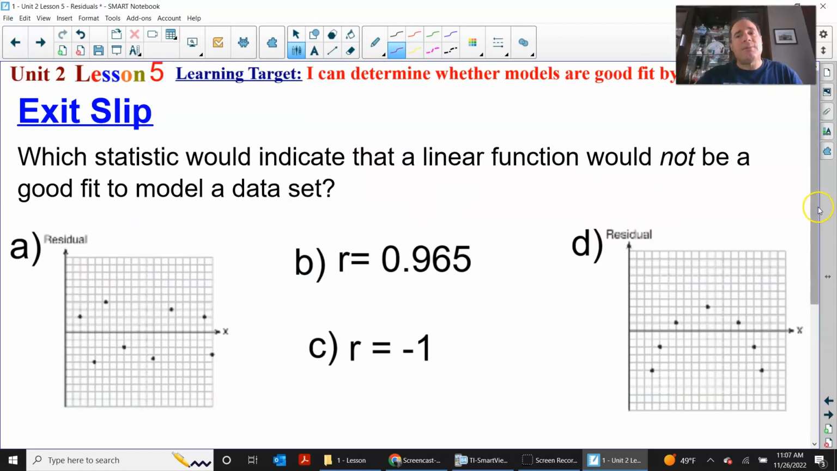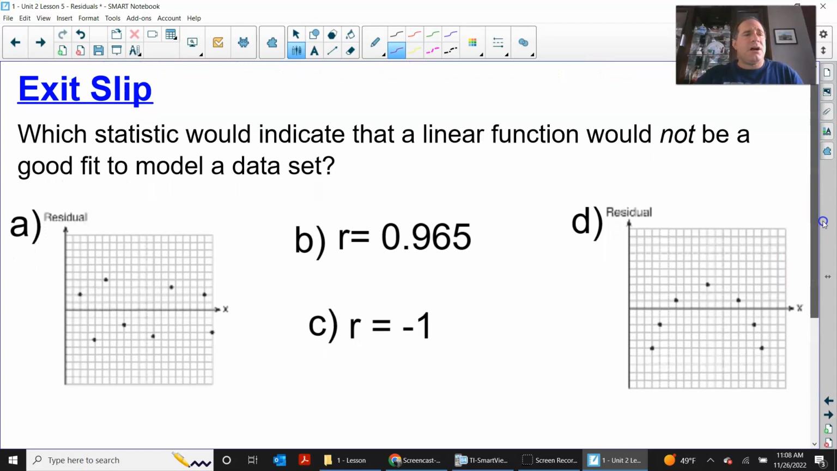Okay, so that was an example of a Regents problem. Now try the exit slip. Which statistic would indicate that a linear function would not be a good fit to model a data set? Go ahead and try to answer this question. Circle your answer, and press pause now.